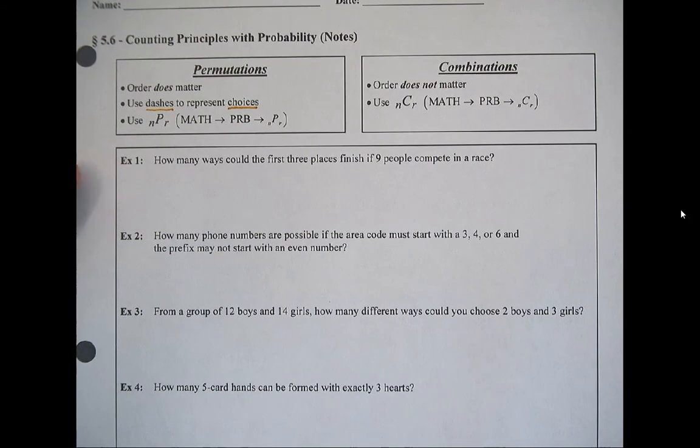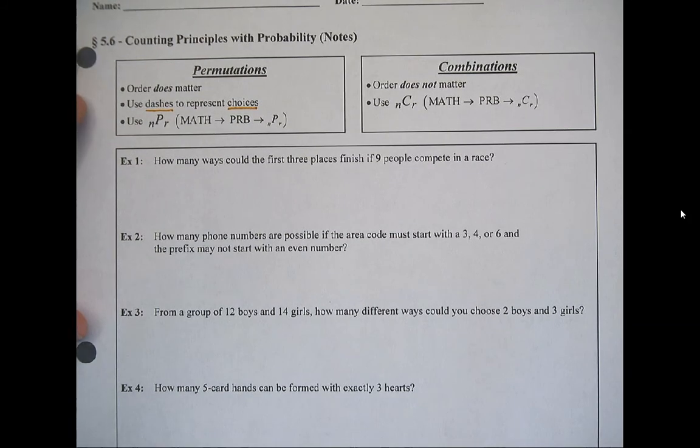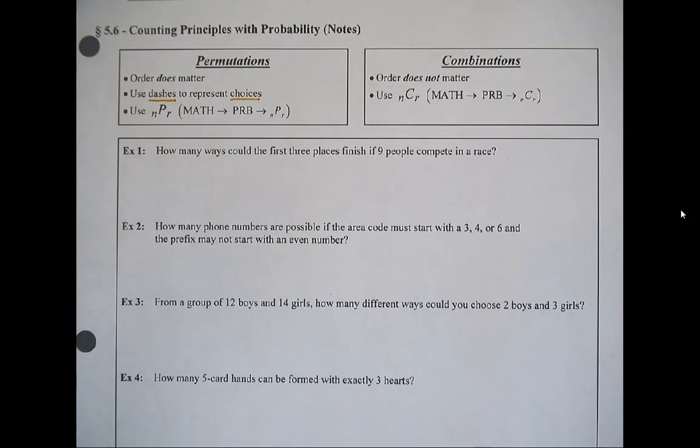Example 1: how many ways could the first 3 places finish if 9 people compete in a race? Okay, so first, second, and third, does order matter there? If you get first, is that different than you getting second? Yes, order matters. Now I could change this question and make it so that order does not matter. Let's go to the Olympics. This question is saying, how many ways could the first 3 places finish? In other words, how many ways could you have gold, silver, and bronze at the Olympics?